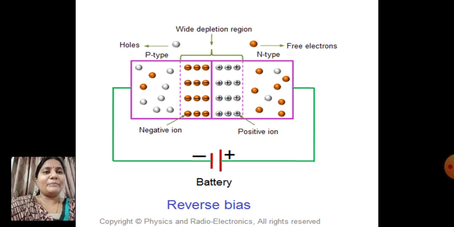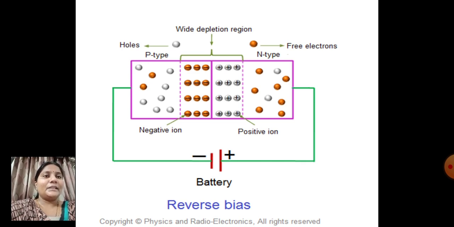very few minority charge carriers are crossing the junction, so automatically the width of the depletion region will be increased, because all the majority charge carriers in the p-type and n-type are forcefully attracted towards the battery. So each and every majority charge carrier is attracted towards the battery in p-type and n-type, so automatically the depletion region width will be increased. So whenever the depletion region width is increased, the force which is required to cross the junction will be less.